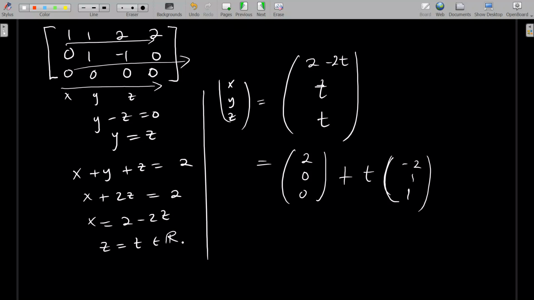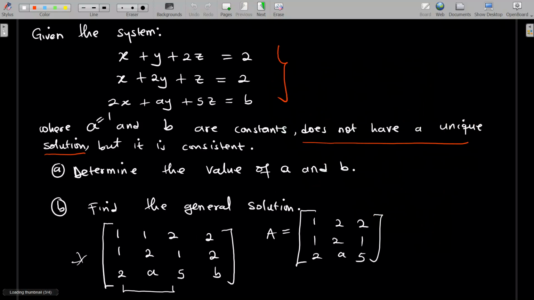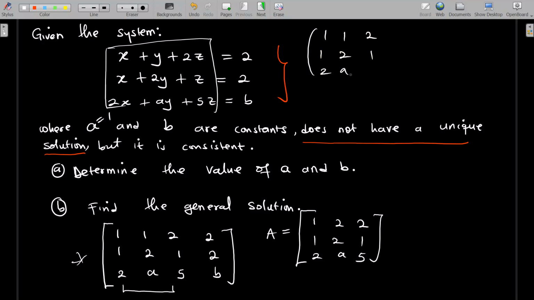So that's how you find whether a system has a unique solution. If you have a system and you want to check whether it has a unique solution or not, what you're supposed to do is form a matrix here. The ideal situation, if you've done matrices, is I write this as 1 1 2, 1 2 1, and 2 a 5, and then x y z should be equal to 2 2 b. This is the actual thing.